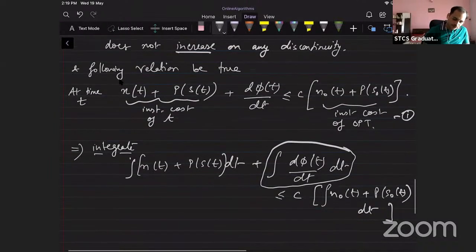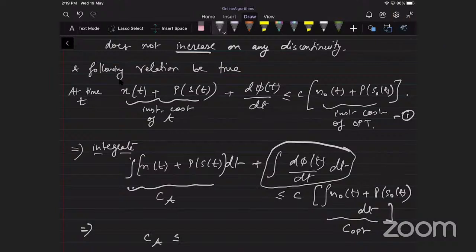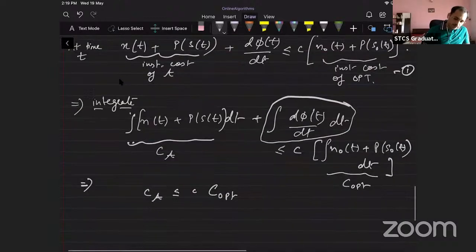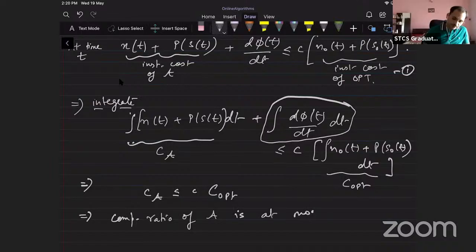So using your high school calculus, what you can say is, now with the integral, this is nothing but the cost of A. With the integral, this is the cost of the OPT. And this implies that the cost of A equals C times the cost of OPT. Therefore, the competitive ratio of A is at most C. So this is the recipe.